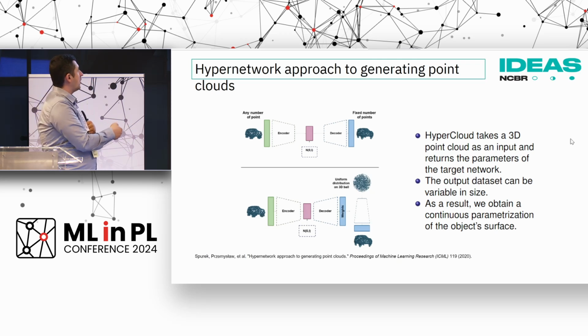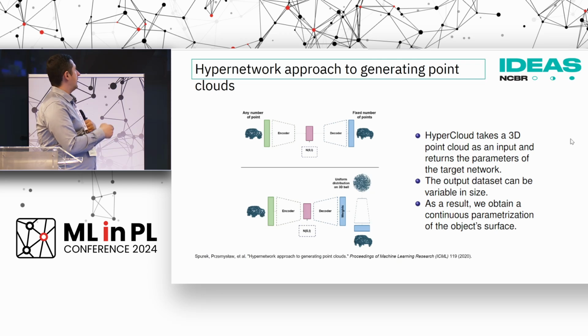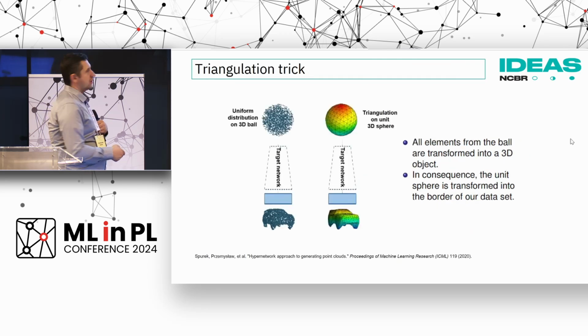And you know, when you want to reconstruct this car, you reconstruct it point by point. So when you need 2,000 points, you need to run this code 2,000 times, yeah? And you can train this model with a fixed number of points, but at inference time, you can run the target network as many times as you need.